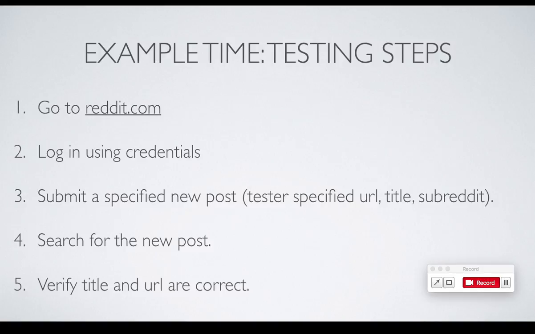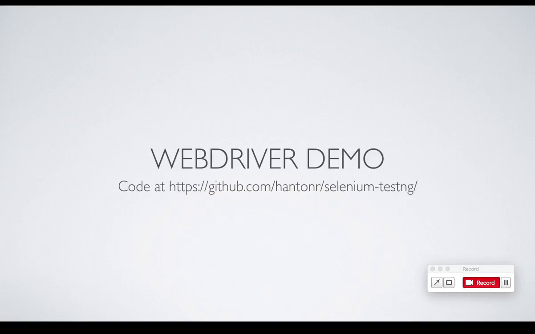Okay, so here's the start of my examples. Basically, what I'm trying to do with this example, and the success is questionable here, is go to reddit.com, log in using some credentials, and submit a new post with a certain URL, title, and subreddit. Then it's going to search for that new post afterwards and verify that the title and the URL are correct. So, pretty simple. That's my test plan.